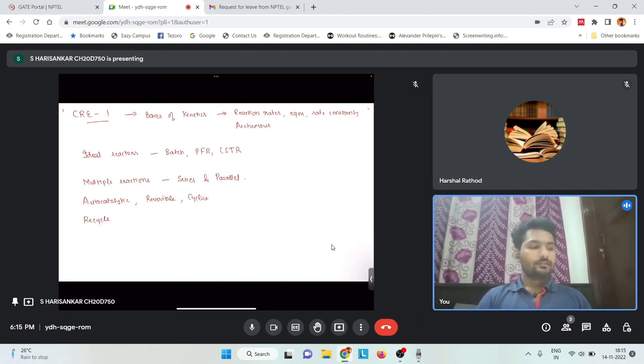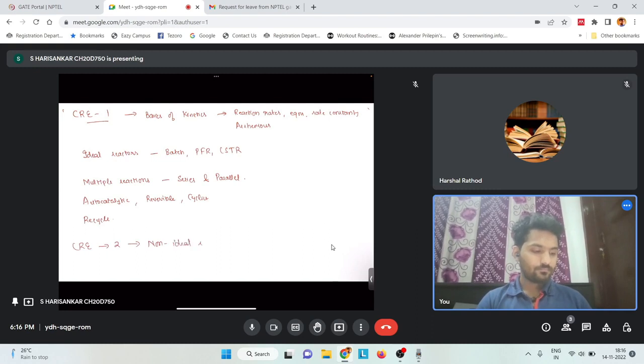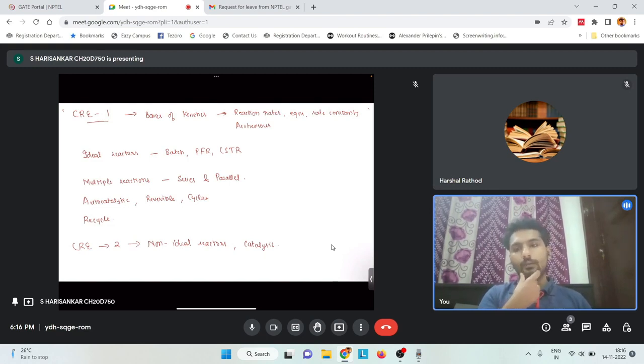So CRE2 is probably next in the course for us. CRE2 basically deals with non-ideal reactors, and it also deals with catalysis. These are the two main topics in CRE2. So we'll look into that.